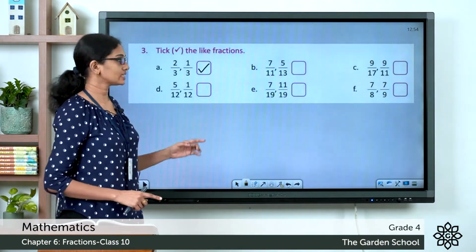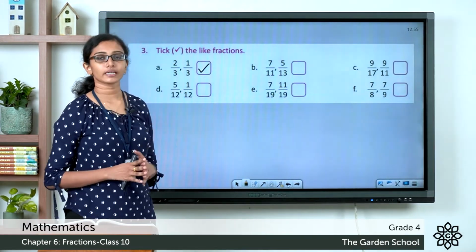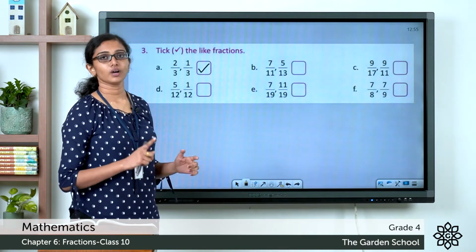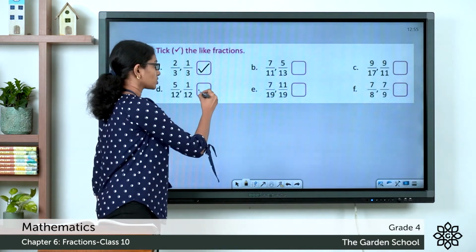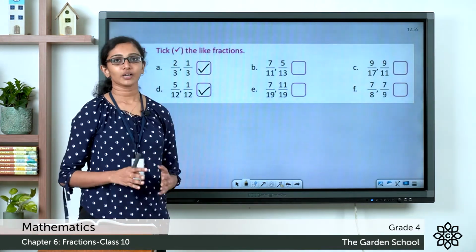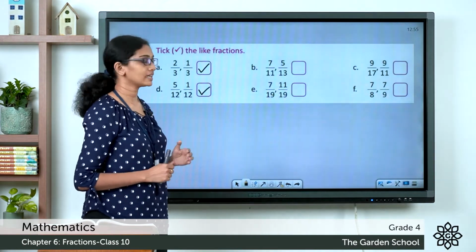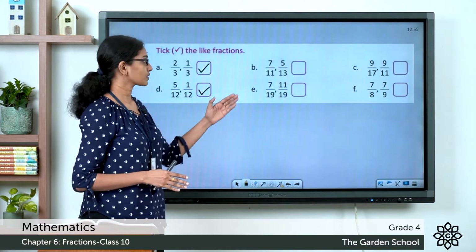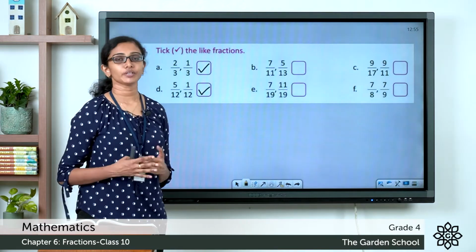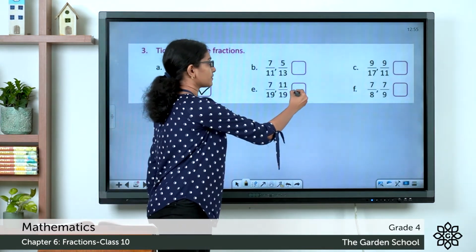Look at the denominators, 12 and 12 in both the cases. The denominators are the same, so they are like fractions. So, let's put a tick mark in the box. Now, question E, 7 by 19 and 11 by 19. They have the same denominator, so they are also like fractions.